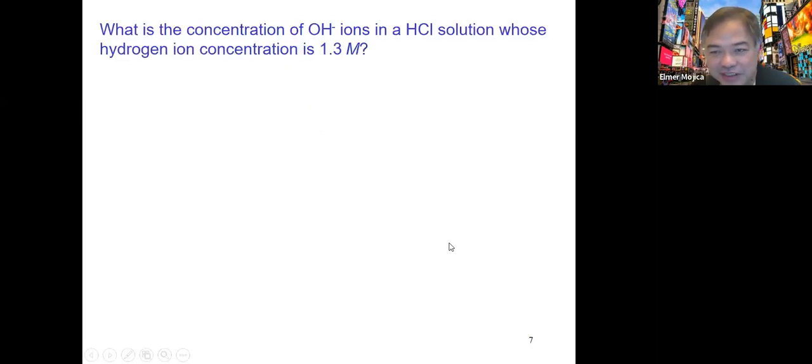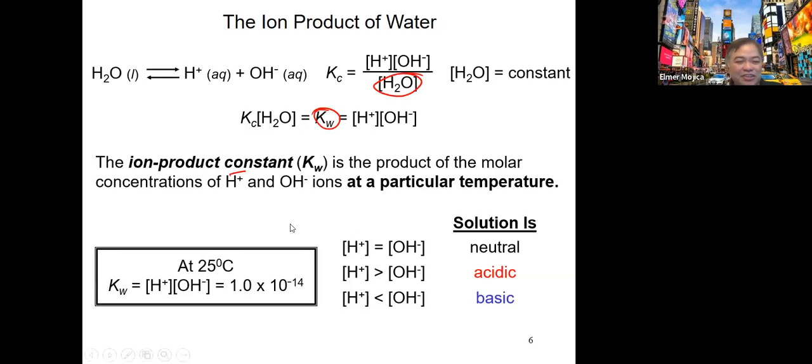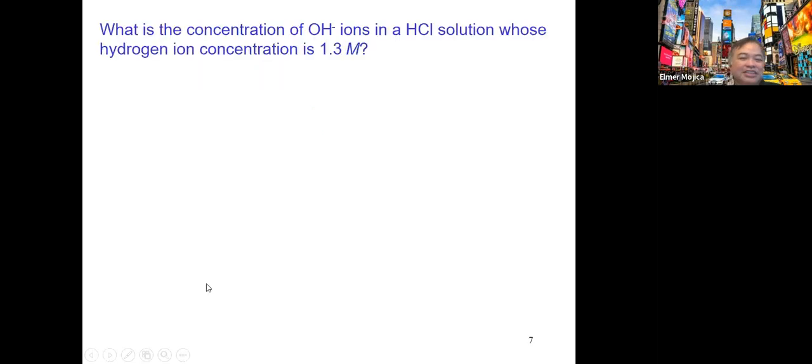Let's do some sample calculation. So we see here, Kw is just equal to H plus times OH minus. So let's have this problem solving. What is the concentration of OH minus in an HCl solution whose hydrogen ion concentration is 1.3 times 10 to the negative 1.3 molar?